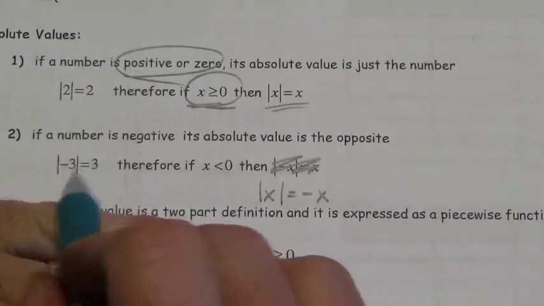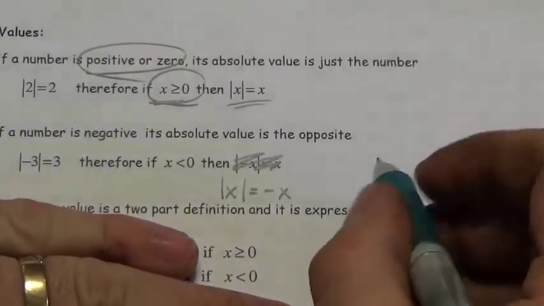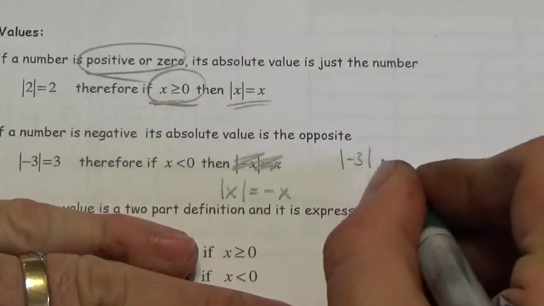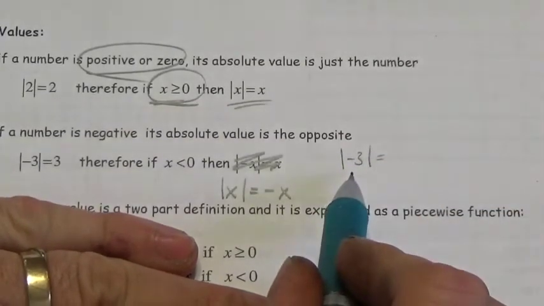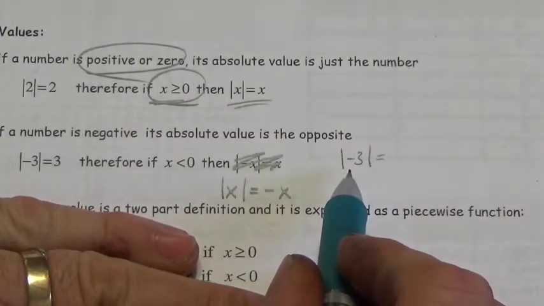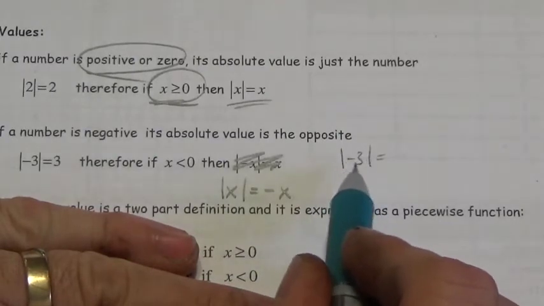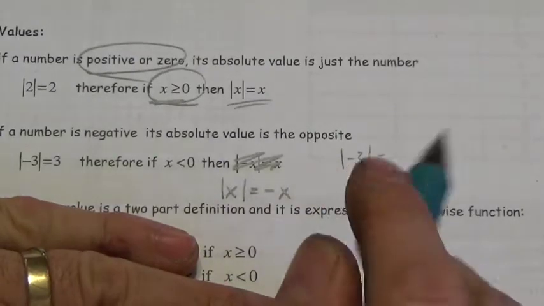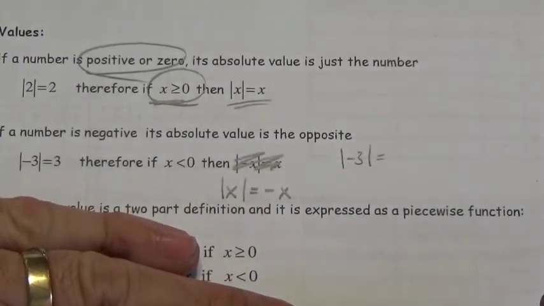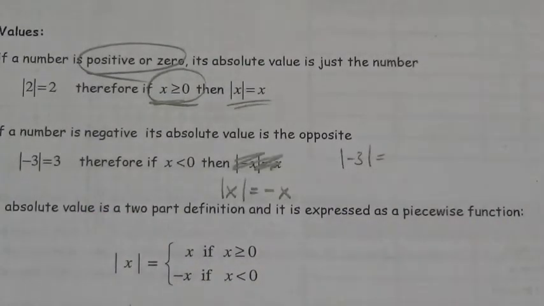In fact, let's use the example that we started with. We're going to take the absolute value of negative 3. Now, negative 3 is negative. This is already less than 0. The number inside the absolute value is less than 0. I have to establish that first before I can move on to the next step.